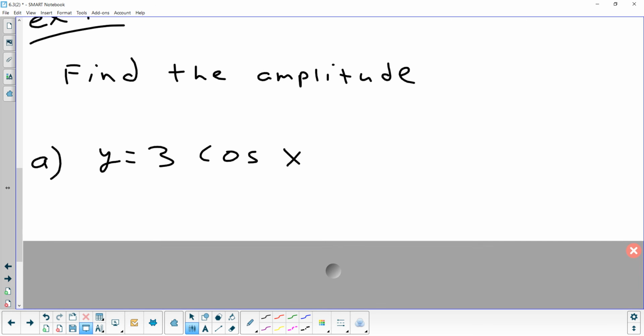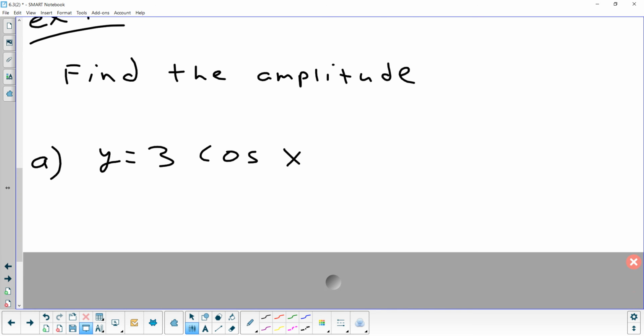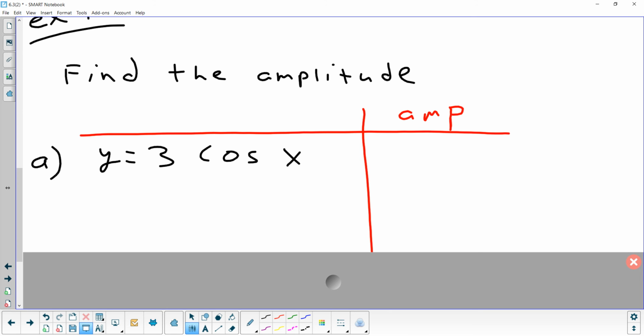Okay, 3 cosine x. What would be the amplitude of that graph? 3 cosine x. Oh, Casey? 3 would be the absolute value of the number in front. So you will have some questions on the test, but that's all you have to do. Identify the amplitude and you just write the number.